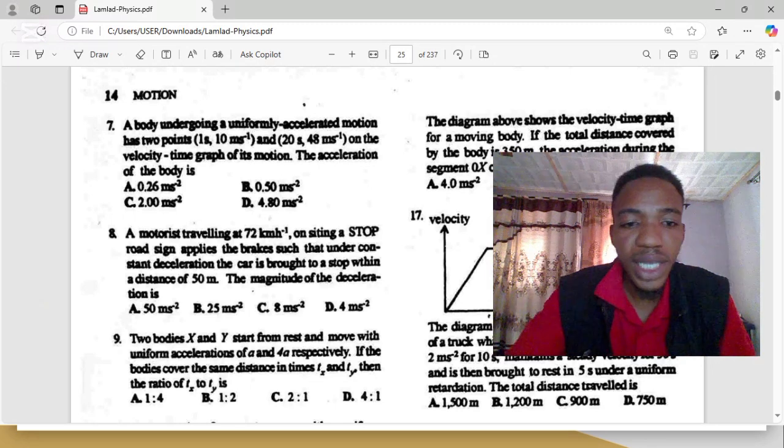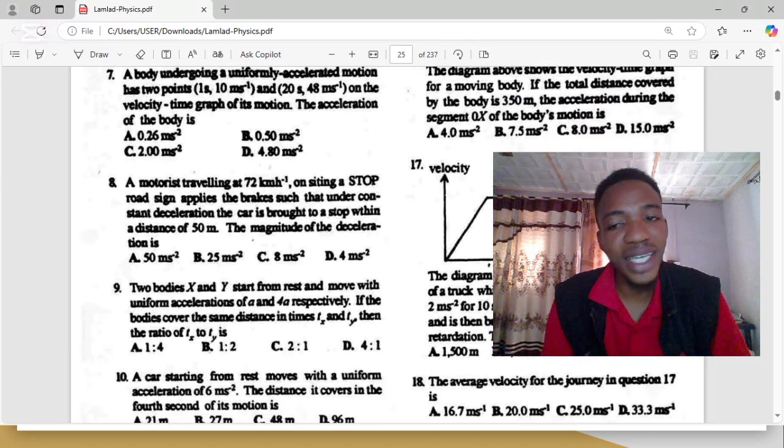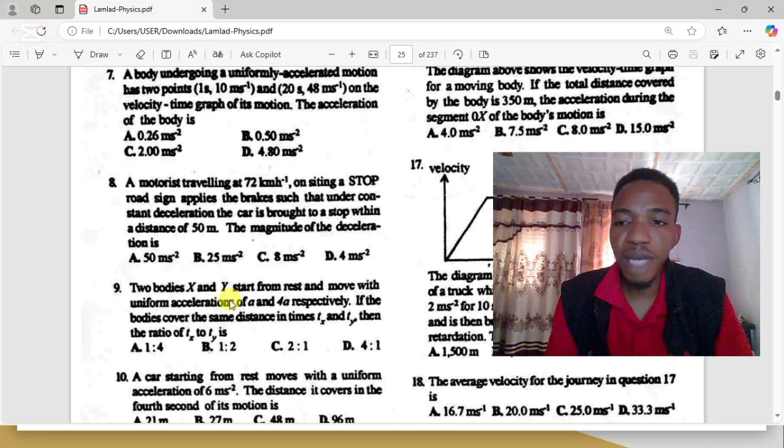Okay. Now the ninth question is a bit more complicated than the others. It says two bodies X and Y start from rest. When they say start from rest, that means our initial velocity is 0. That is the parameter we are getting.